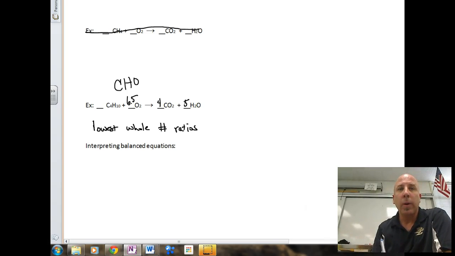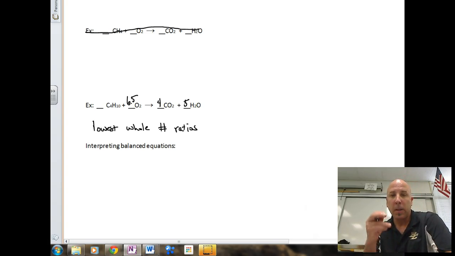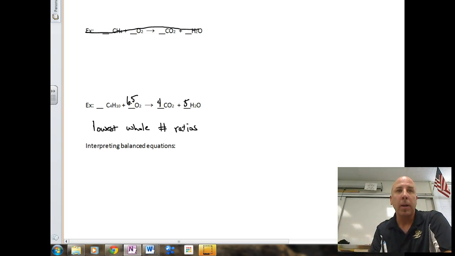To make this the lowest whole number ratio, I'm going to multiply this whole expression by a number that will make all of these numbers a whole number. So let's multiply the entire expression by 2. What I mean is that we multiply every single atom or compound by 2. So I'm going to multiply the C4H10 by 2. I'm going to multiply the 6.5 by 2, which gives me 13. I'm going to multiply the 4 by 2, which gives me 8. And I'm going to multiply the 5 by 2, which gives me 10. So now we have 2, 13, 8, 10 as our lowest whole number ratios.